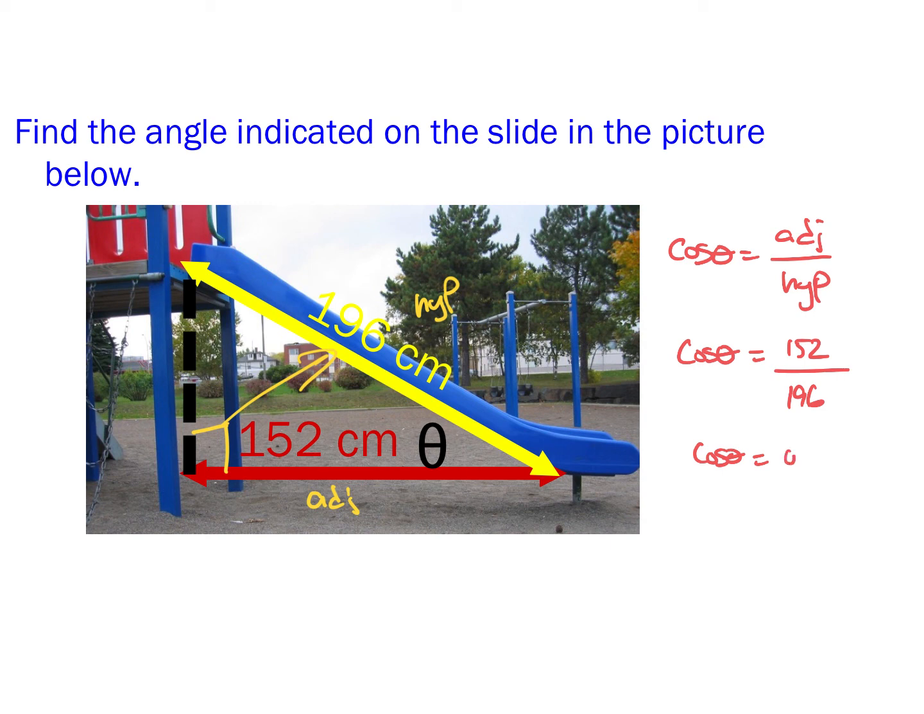And we get 0.7755. And then we're going to go second function cosine on that. And when we do so, we find the measure of this angle is 39 degrees. That is a 39-degree angle between the bottom of the slide and the ground.